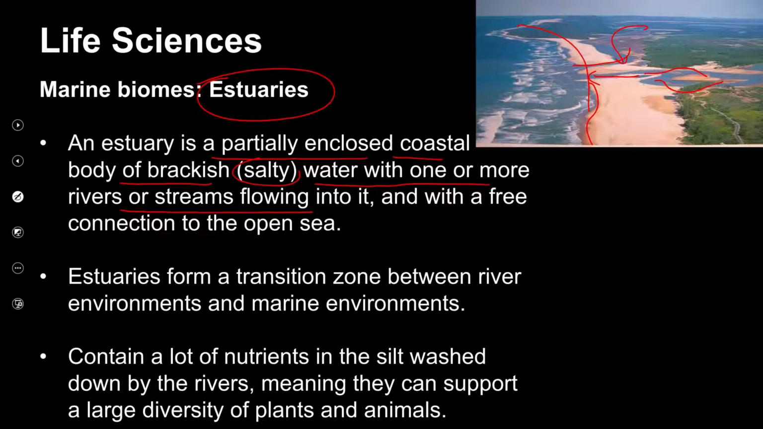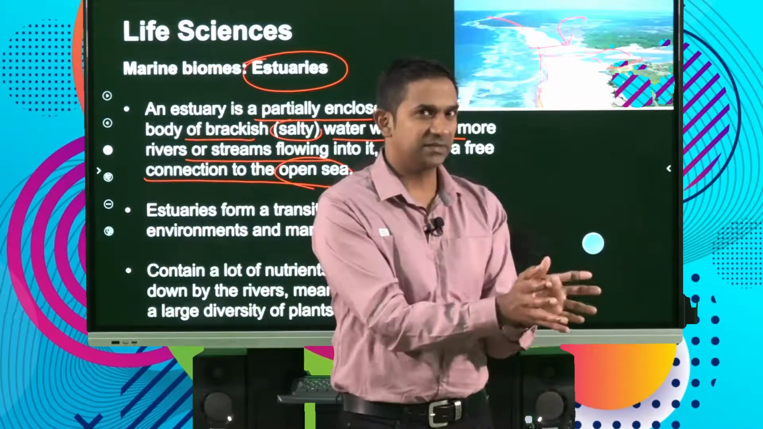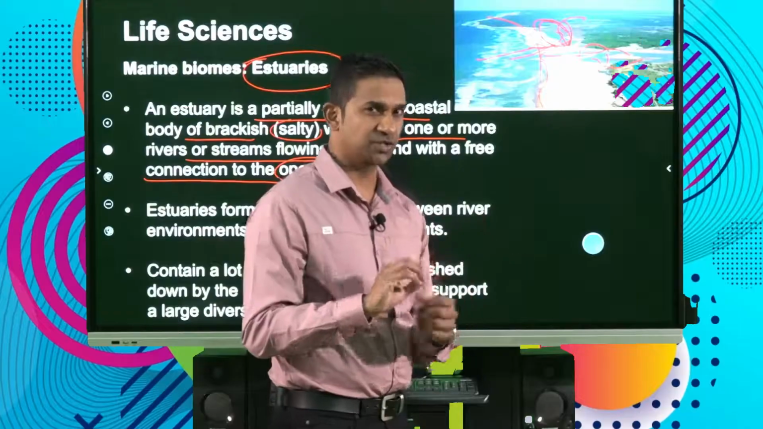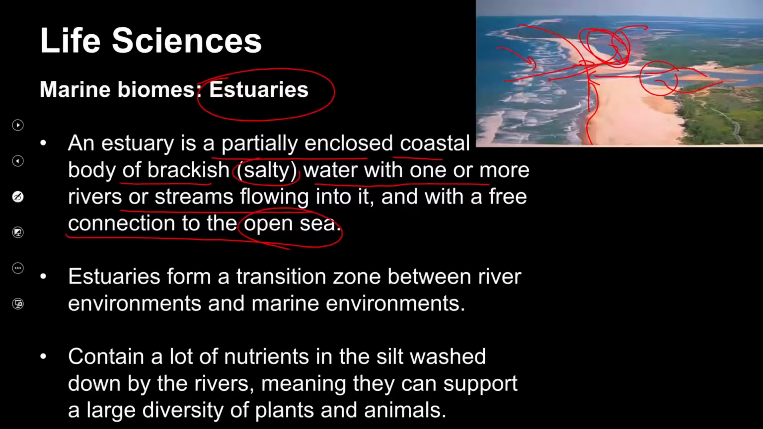And with these, there's a free connection to the open sea. So you find that rivers often tend to lagoon into the ocean, and they create these little areas that are separated. As you notice here, these areas are slightly isolated from the sea. So you find that when the tides change, the water moves in, and when the tides recede, the water moves out. And so these create a unique habitat for animals and plants that are typically suited to that brackish water. Slightly salty, but not as intense as the open oceans. So estuaries form a transition zone between the river environments and your marine environments.